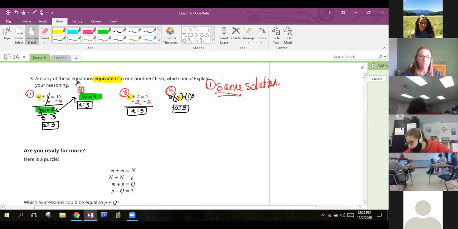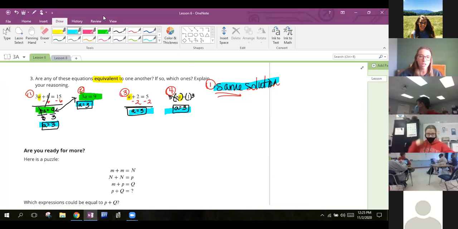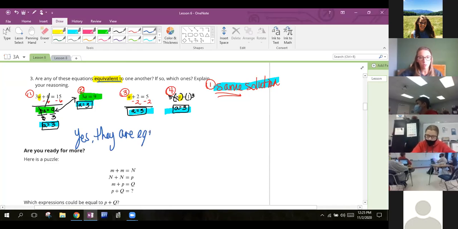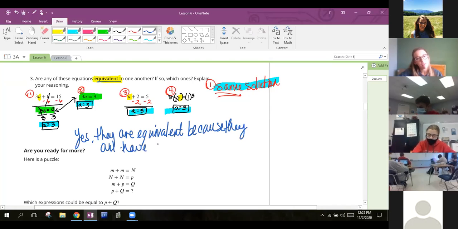All right, and then finally we have a equals 3. They all have the same solution. Therefore, we know they are what? They are equivalent. Yes. They are equivalent. Y'all write this down, because they all have the same solution.